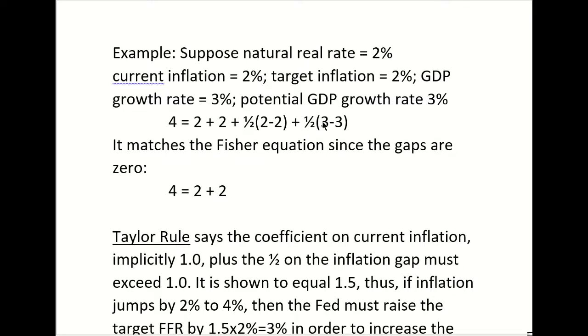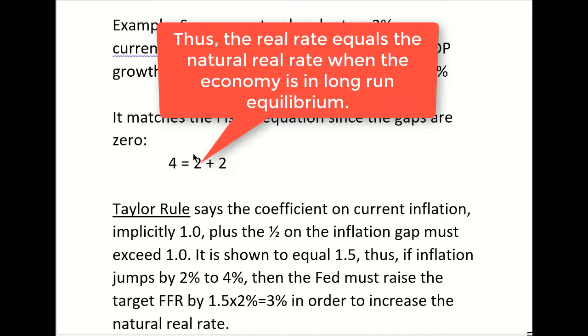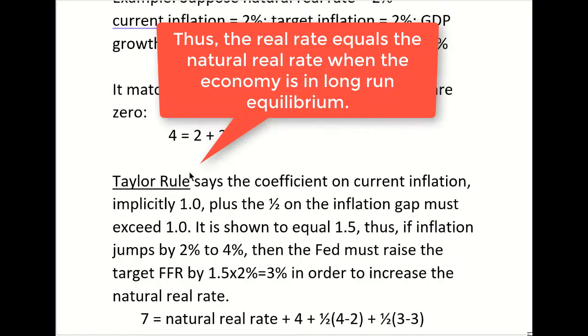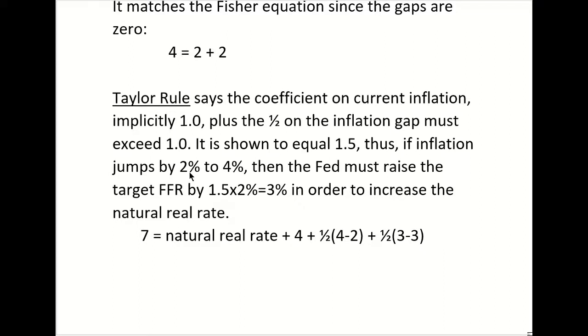And here you have target Fed funds rate of 4% equals the natural rate of 2% plus the current inflation rate of 2%. It matches the Fisher equation, which just boils down to 4 equals 2 plus 2. Now, what's really important and insightful and helpful later on is this concept of a Taylor rule. The Taylor rule says that the coefficient on current inflation, which is implicitly 1, plus the 1/2 on the inflation gap, must exceed 1. And the way I have it here, it's obviously greater than 1.